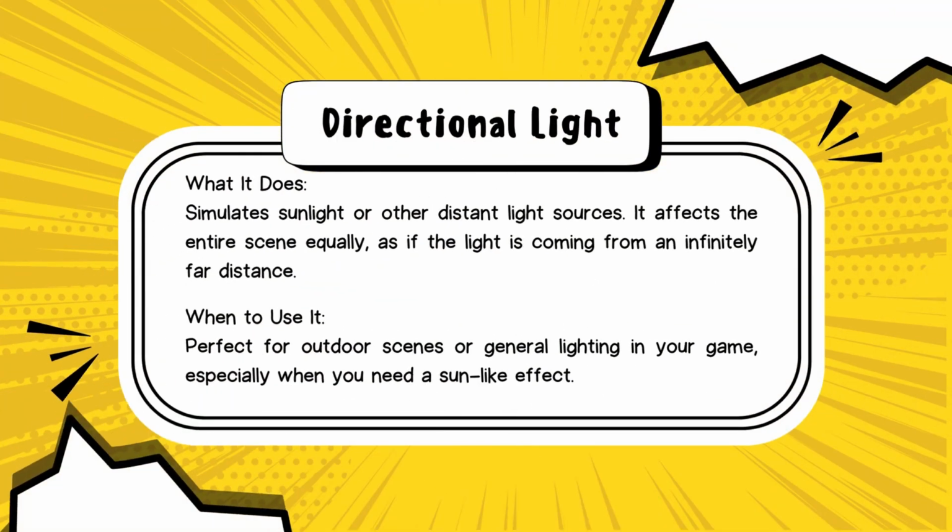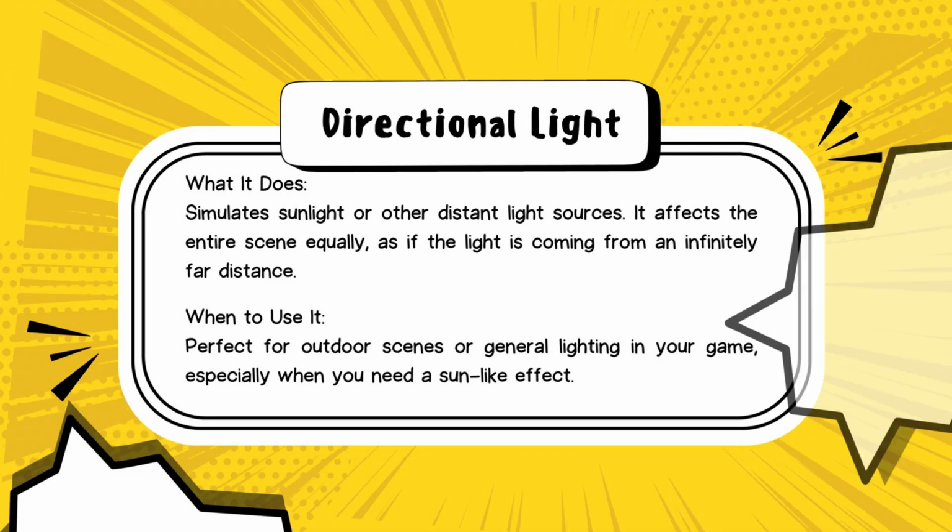Directional light. What it does: simulates sunlight or other distant light sources. It affects the entire scene equally, as if the light is coming from an infinitely far distance. When to use it: perfect for outdoor scenes or general lighting in your game, especially when you need a sun-like effect.